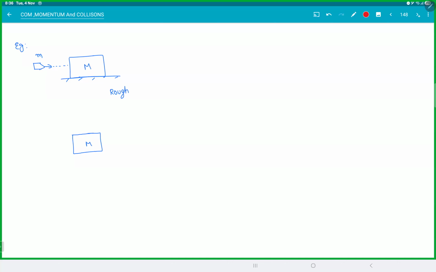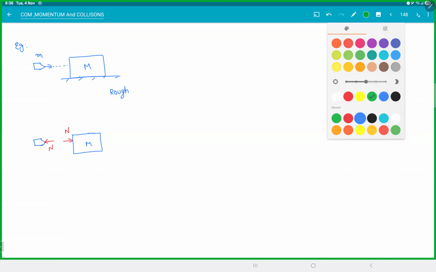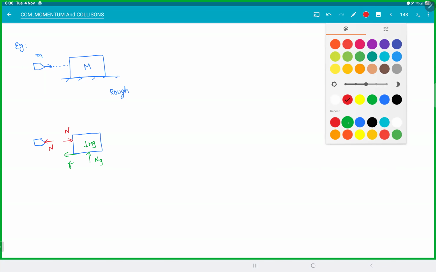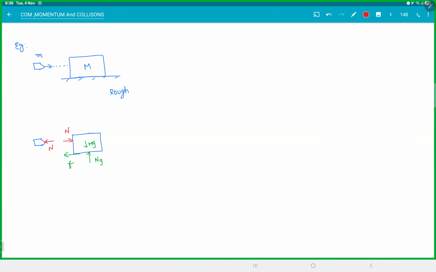When the bullet hits the block, you have a normal reaction. By Newton's third law, the bullet also will experience that force N. So this force between the bullet and the block is very large and acts for a short time. And this block will have its own weight, mg. Then we have a normal reaction from the ground, N ground. And we have friction which will act backward. Now look at this. Any force that is involved during a collision is an impulsive force. When the bullet hits the block, the forces generated are very large. So these are impulsive forces. So N is impulsive.